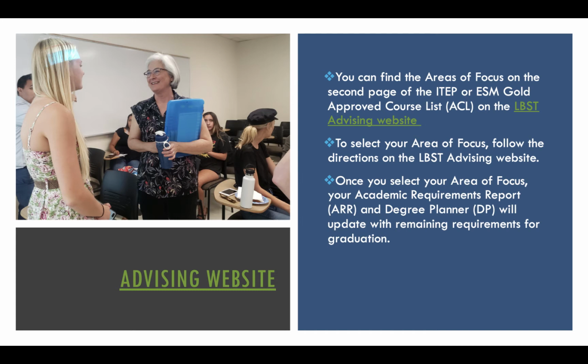Once you have made your selection, your ARR or Academic Requirements Report and your degree planner will both be updated with the remaining requirements for you to complete the major. We'll talk about how to choose an area of focus in just a bit, and once you know what area you want, then you would select that area by following the instructions on the same advising website that we just visited.